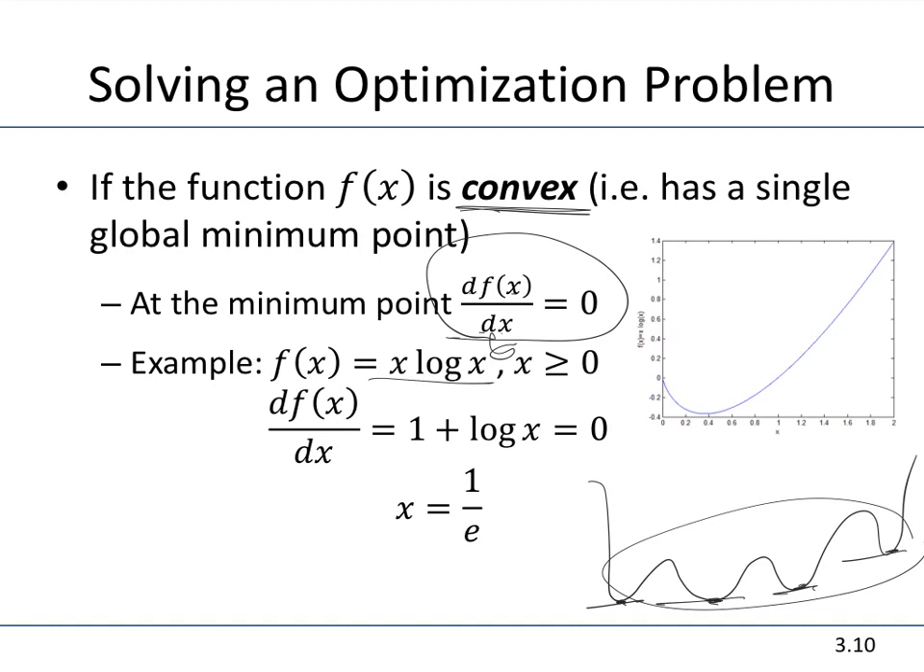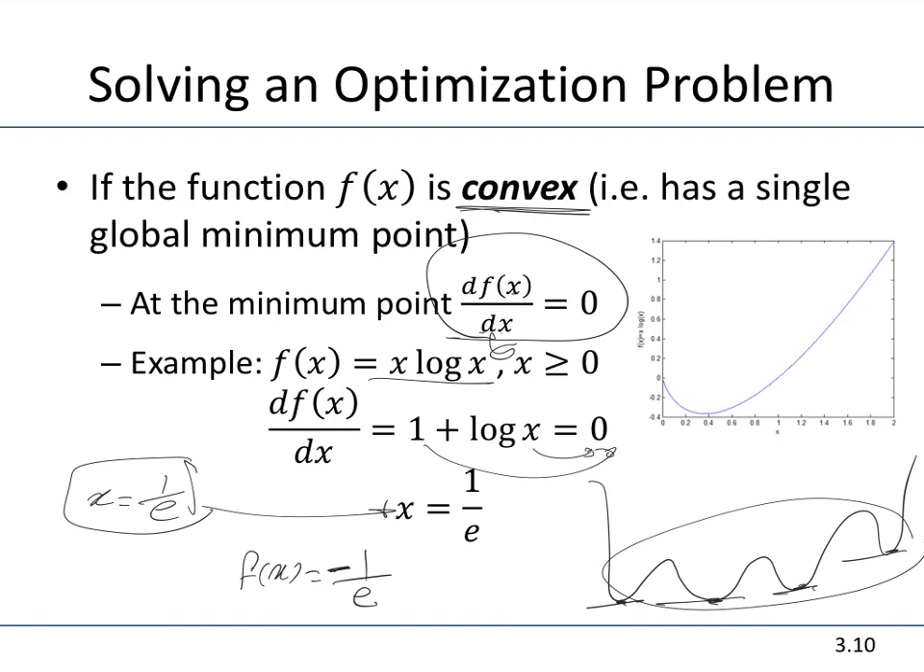A very simple function is x log x, which looks like this. If we want to get the minimum point or the optimal point, we get the derivative of this, which is 1 plus log x, which means that if you get the -1 here, x is 1 over e, which is this. If you put this here, so basically f(x) at minimum is minus 1 divided by e.